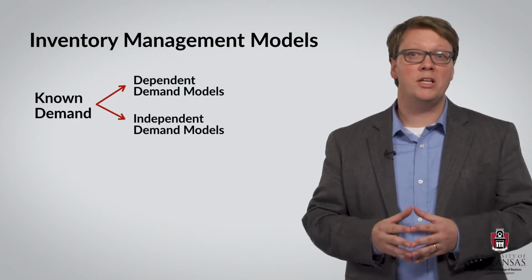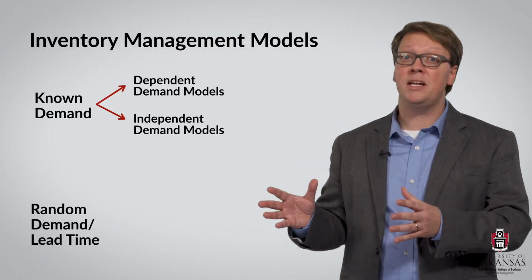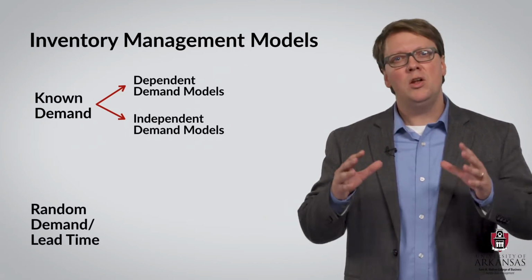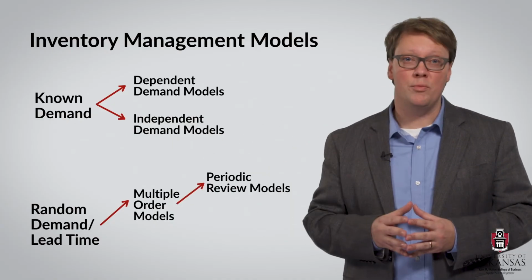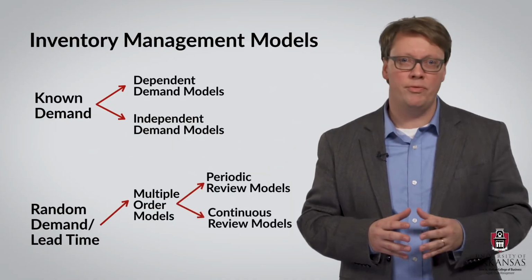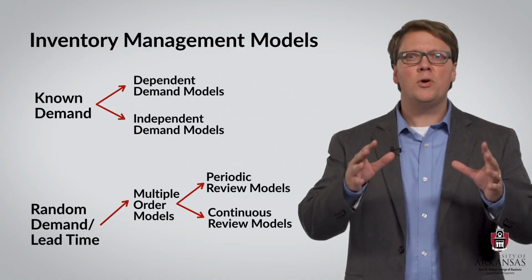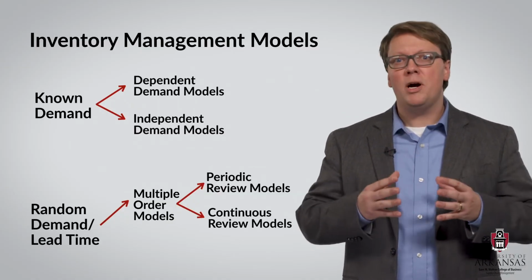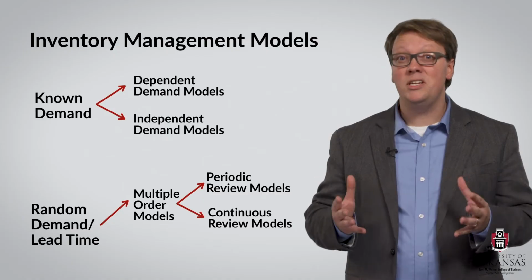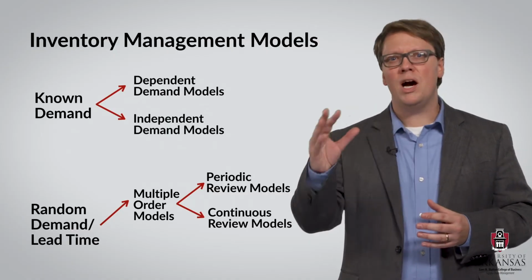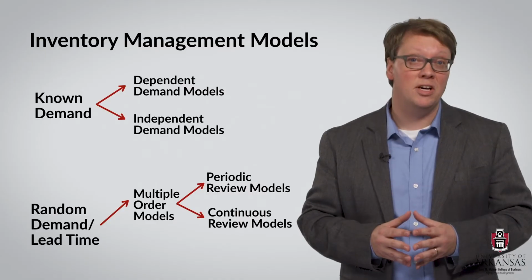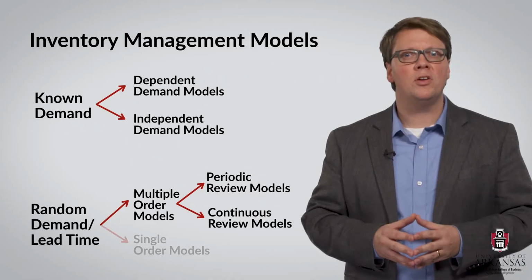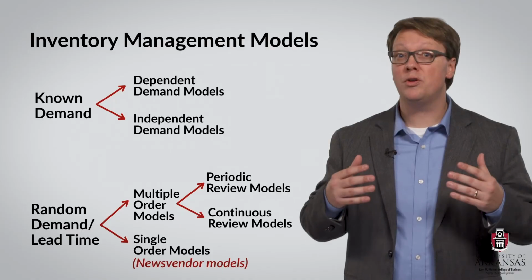And then we talked about inventory models for random demand and lead times. Looking at multiple order models first, we explored both periodic review models and continuous review models. We then focused on the latter and learned about the reorder point model in great detail. To round out our coverage of inventory management for random demand and lead times, we want to focus on single order or Newsvendor models.